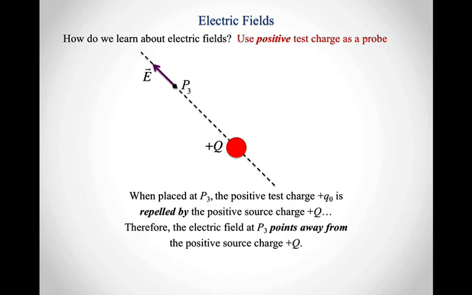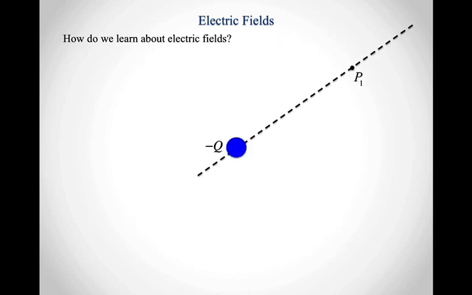It's easy enough to see that my test charge is going to be repelled from any point that I choose to put it at because I have a positive source charge, which means that the electric field is always going to point away from big Q. Well, what if I change big Q? So instead of being positive, it's negative.